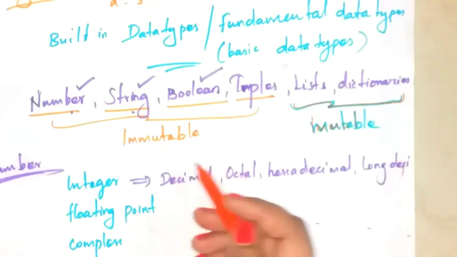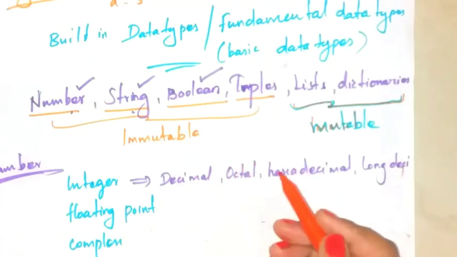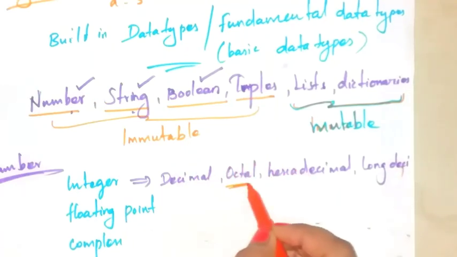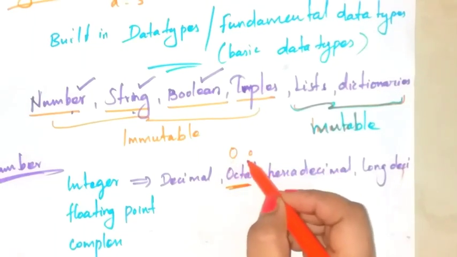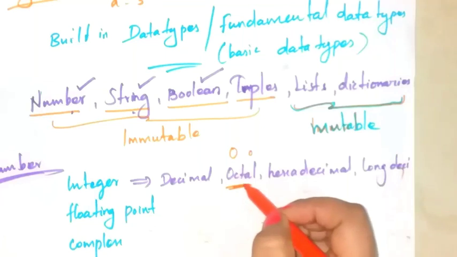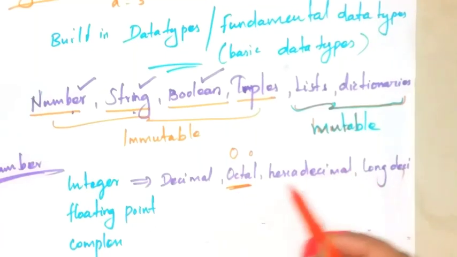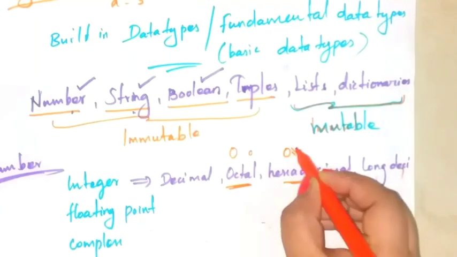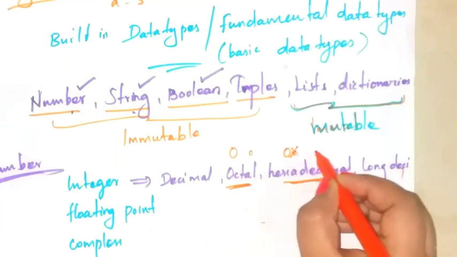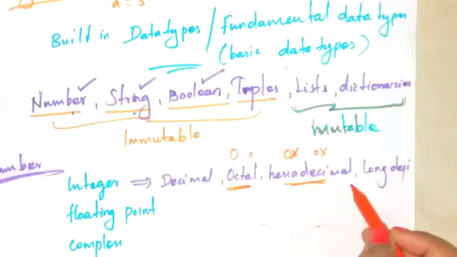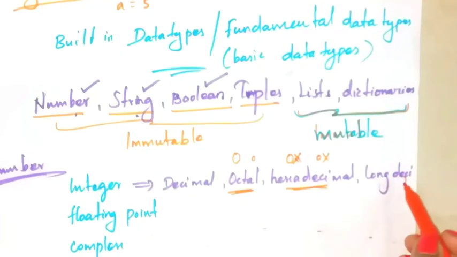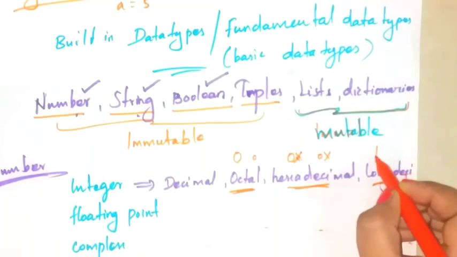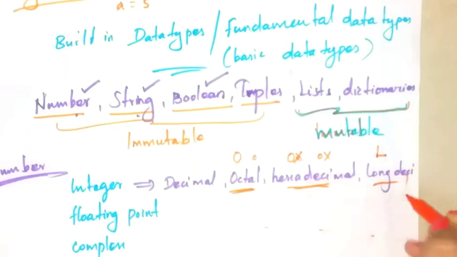Okay, these integers are what? Whole numbers. Octal integers use capital O or small o to denote the octal digits. Hexadecimal digits use capital OX and small ox to denote hexadecimal integers. And long decimal integers use capital L to denote long decimal integers.